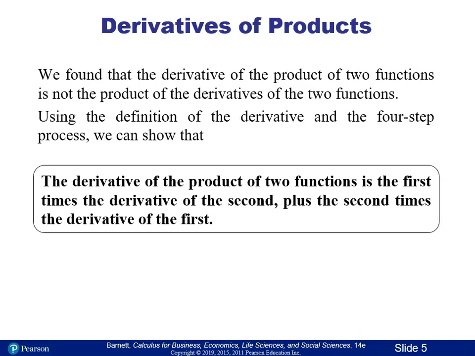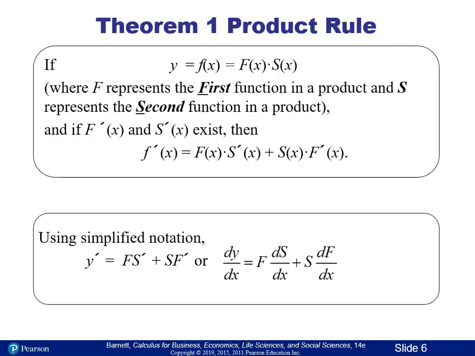Okay, so in words, the derivative of the product of two functions is the first function times the derivative of the second plus the second times the derivative of the first. We're going to look at a couple different representations of this, and you can figure out which one you like best and latch on to that.